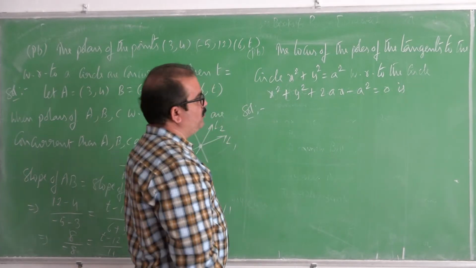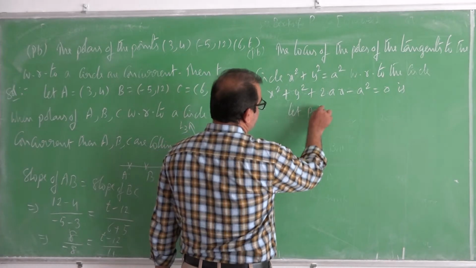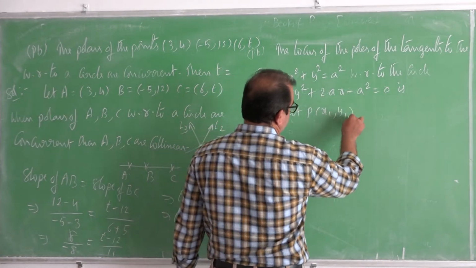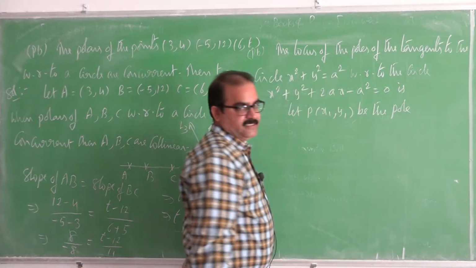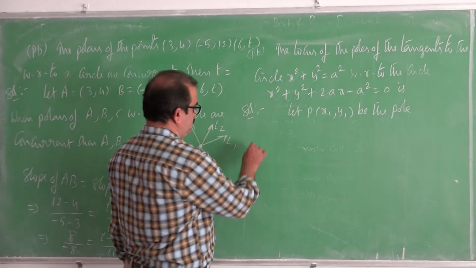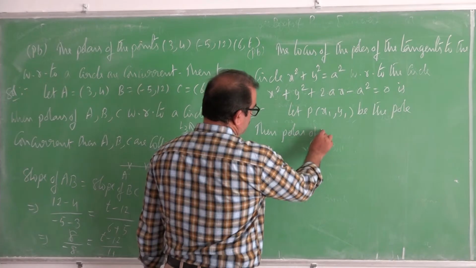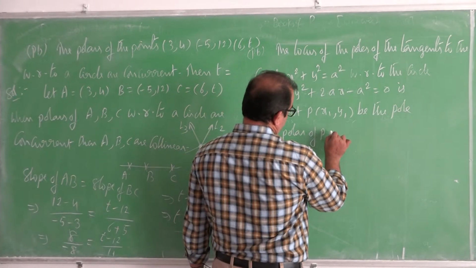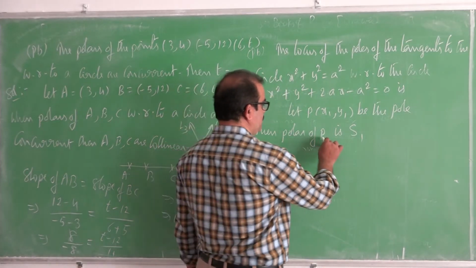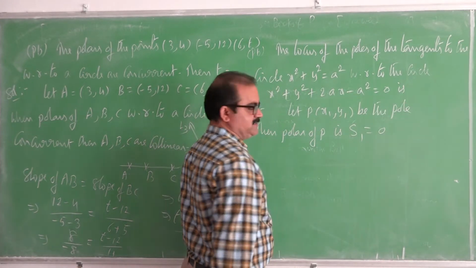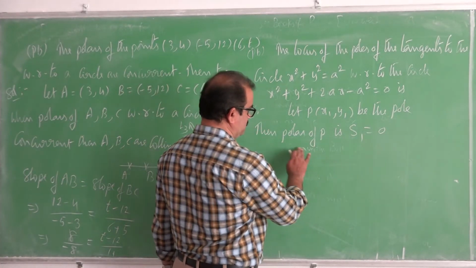We don't know what the pole is. Let P (x1, y1) be the pole. Let P (x1, y1) be the pole. Then polar of P is, what is the equation to find polar of any point P? S1 is equal to 0. Polar of any point P is S1 is equal to 0.